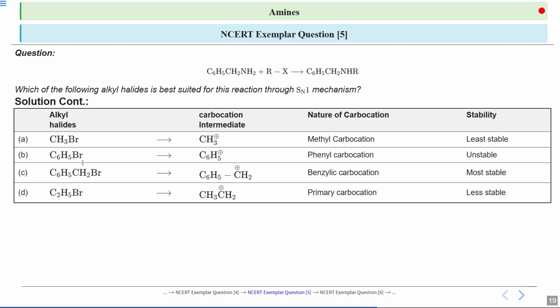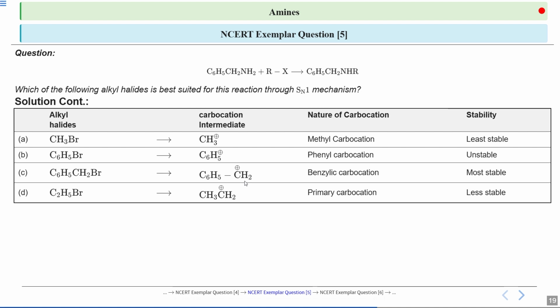Now if we talk about benzyl bromide over here, this forms a benzylic carbocation. You will see this forms a benzylic carbocation and this is more stable because the positive charge is on a carbon atom which is next to the benzene ring, and this ring helps stabilize the charge through resonance.